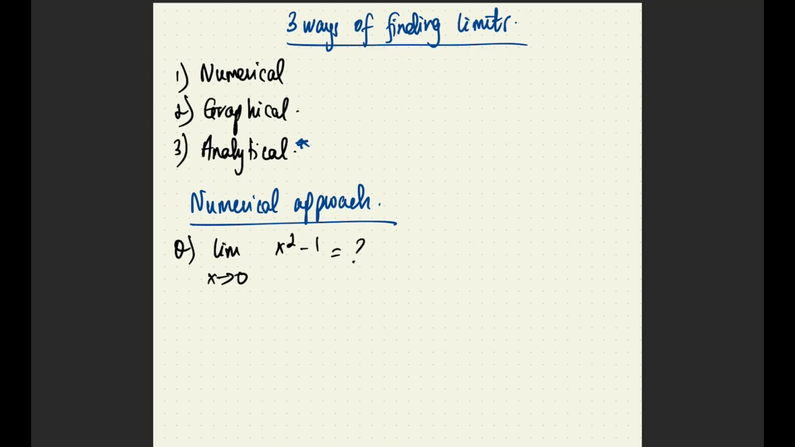Alright, so there are three main ways of finding limits: a numerical, graphical, and analytical approach. As you will see, the analytical approach is the most effective and the best way to do so. But let's talk about the numerical approach for now. The numerical approach is simply what we just did in the previous example. In this case, we're told to find the limit as x approaches 0 of the function x squared minus 1. What this is saying is that when x is getting closer and closer to 0, what is y getting closer and closer to?